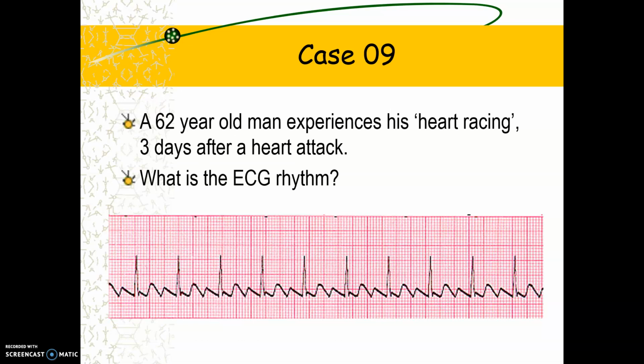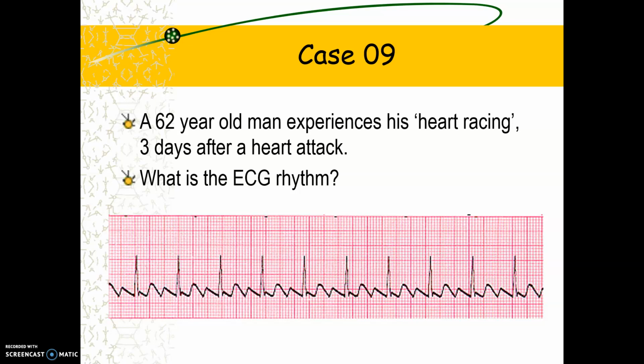Here's a man who experiences his heart racing. If you look at the ECG, the baseline has a very distinct pattern called a sawtooth pattern. The QRS complexes are regular at 100 beats per minute. That sawtooth pattern tells us this is likely to be atrial flutter.